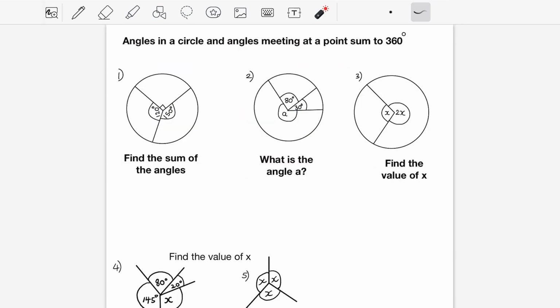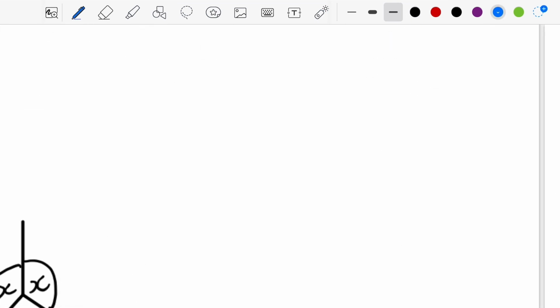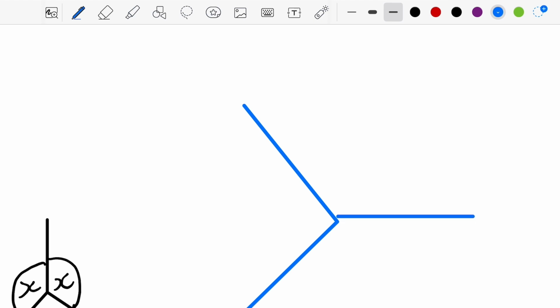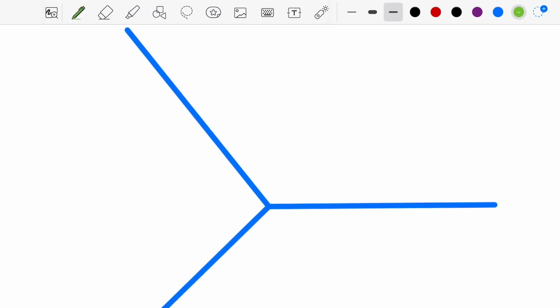Angles in a circle and angles meeting at a point. What do you mean by angles meeting at a point? We have lines coming together to meet at one point. Then the sum of the angles at that point will be equal to 360 degrees.